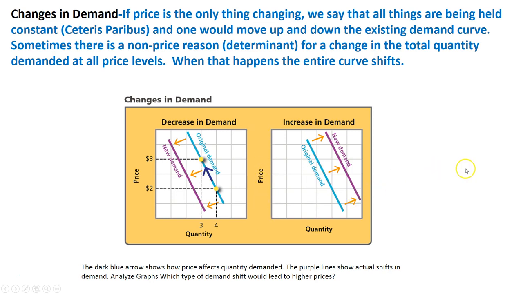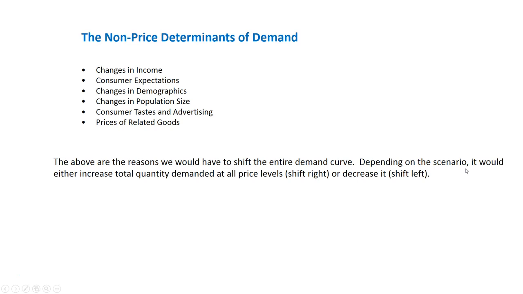Okay? So what would this look like? Well, these are what we call non-price determinants. These are the things that could break that ceteris paribus, that assumption that all things are being held constant. So we call it non-price because these aren't related to the price changing. This is related to something besides price changing.